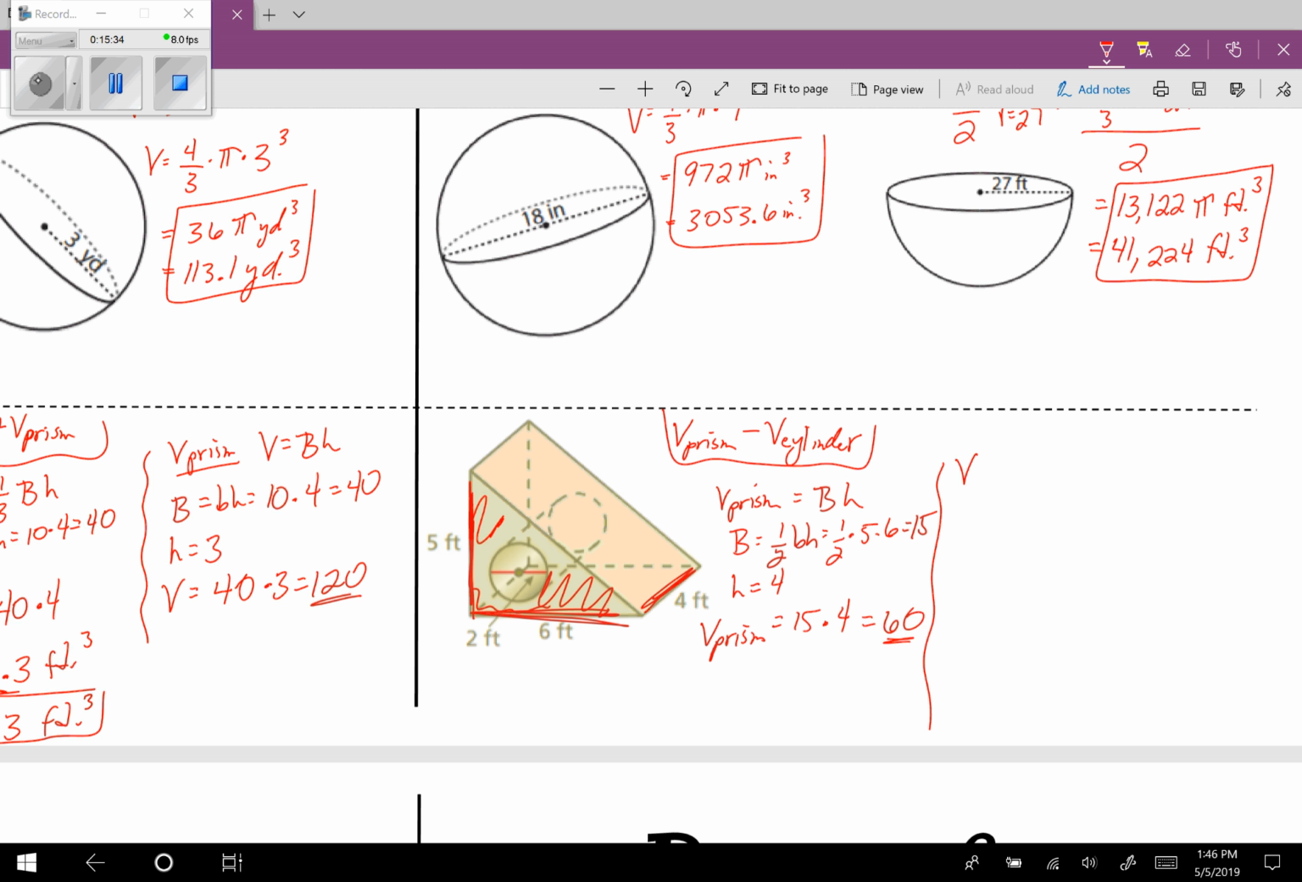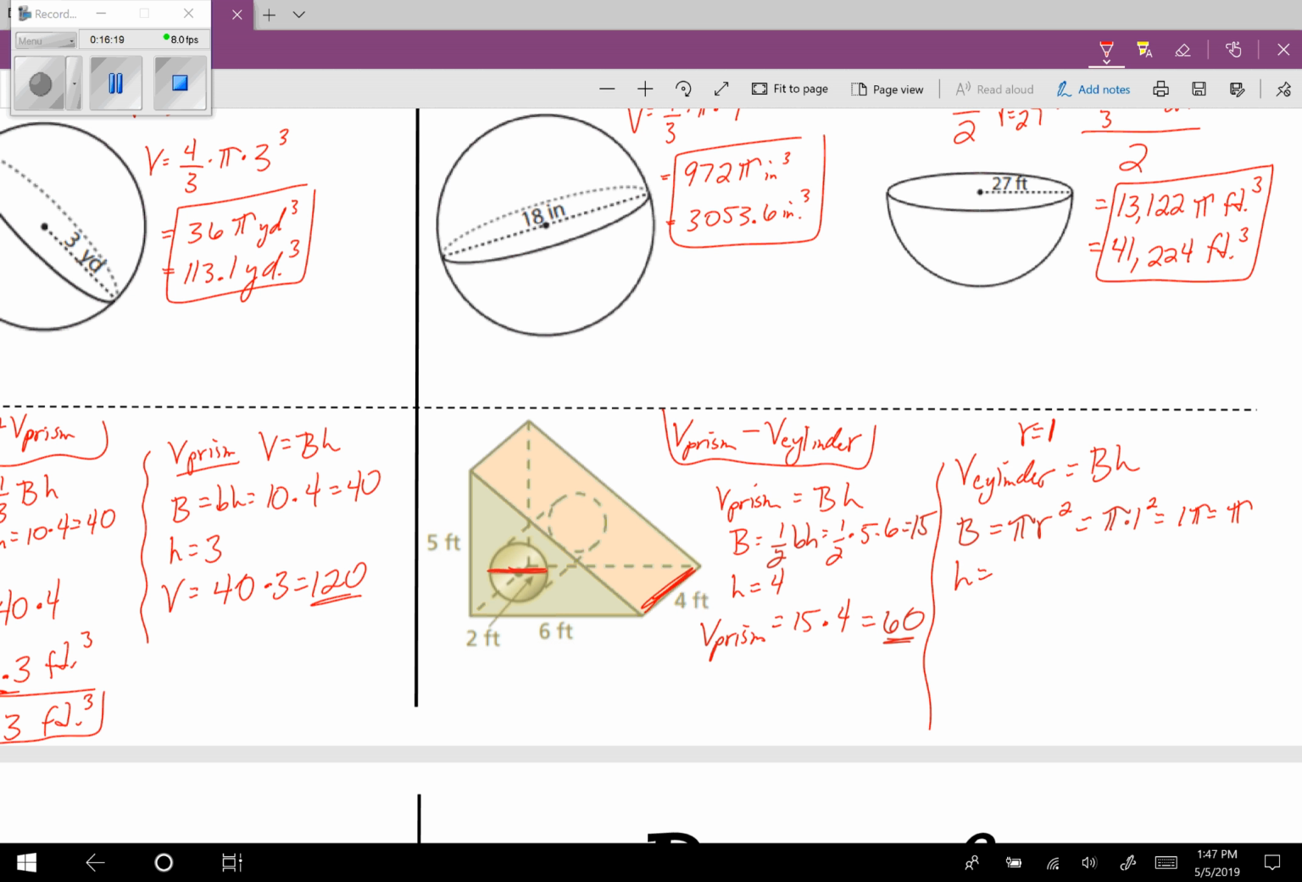Now we need the volume of the cylinder. Again, it's a cylinder, so it's area of the base times the height. The area of the base is pi r squared. If you look at your cylinder here, I'm just going to erase these marks really quick so we can see. This line going across is 2 feet. That's our diameter. So our radius is 2 divided by 2, which is just 1. So pi times 1 squared, which is just pi. We're going to leave that right there.